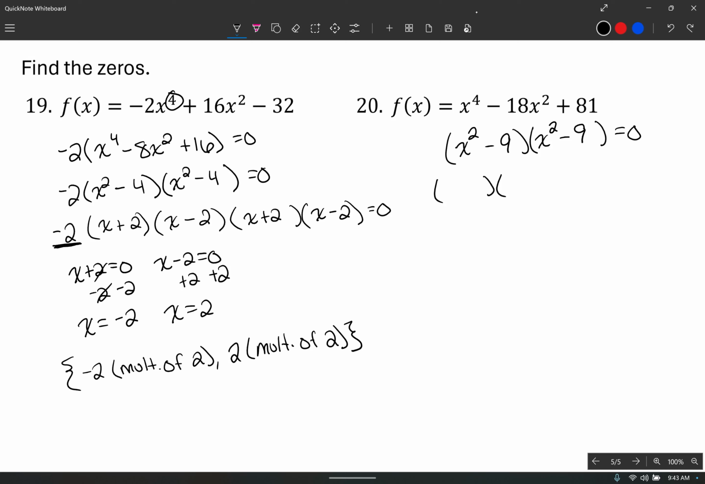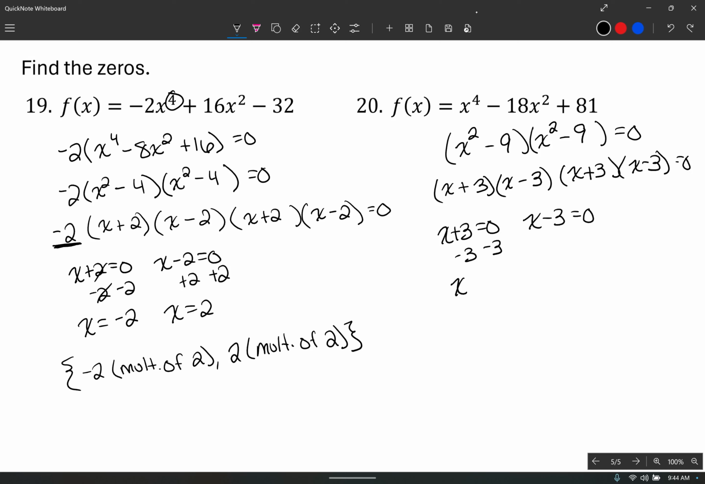So I will factor that, plus and a minus. The square root of x squared is x, and the square root of 9 is 3. And then I have another set just like that. So another x plus 3 and another x minus 3. So I will set x plus 3 equal to 0 and x minus 3 equal to 0, remembering that I do have 2 of each of those. So I will have 2 separate multiplicities.